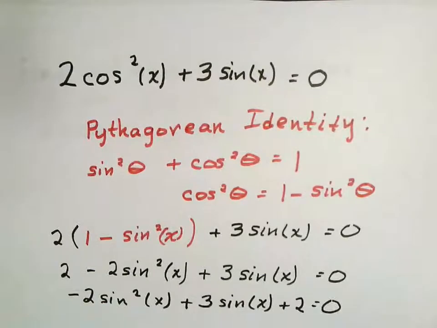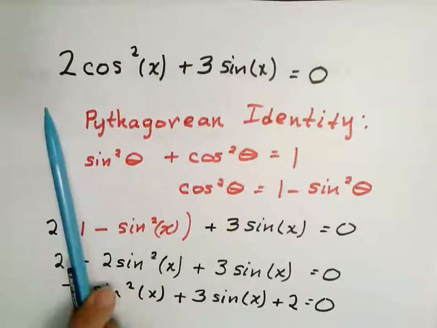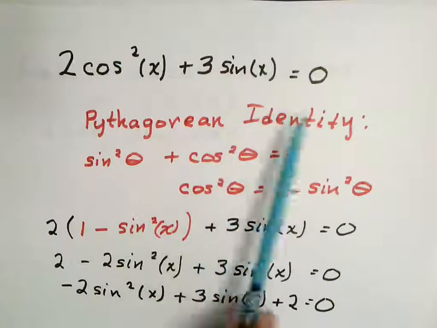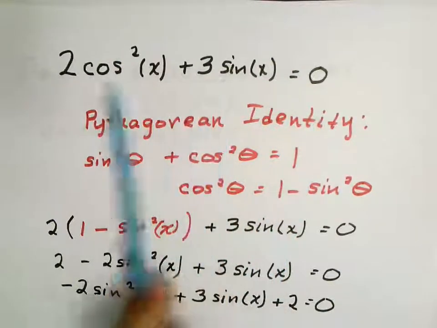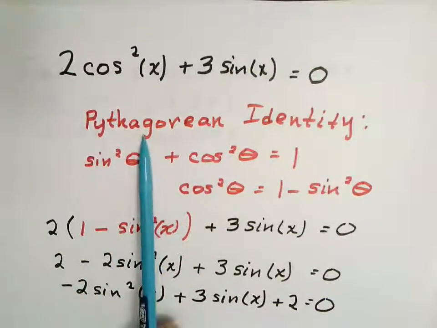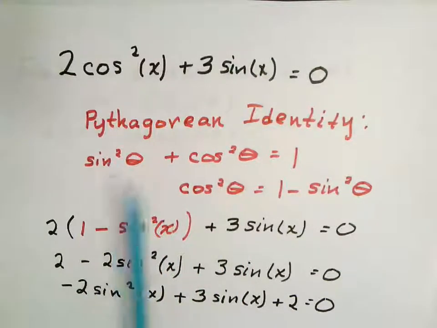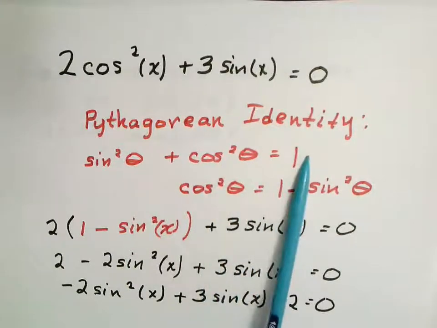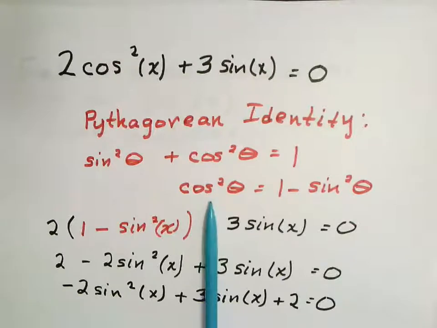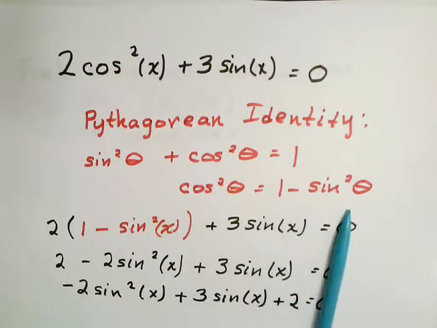Let's first of all look at this equation: 2 times cosine squared of x plus 3 sine of x equals 0. See, we have two trig functions. We would like to have only one trig function. According to the Pythagorean identity, sine squared of theta plus cosine squared of theta equals 1. And if we solve this for cosine squared of theta, we get 1 minus sine squared of theta.